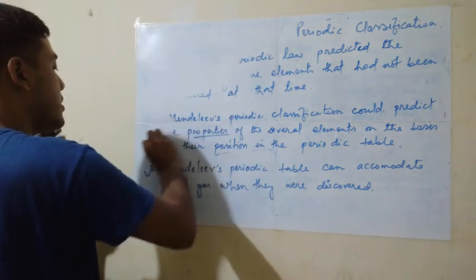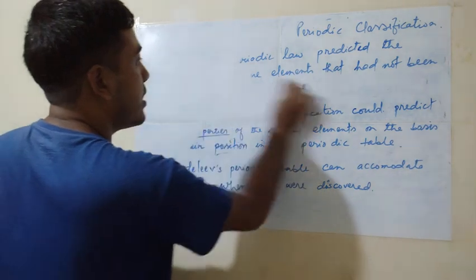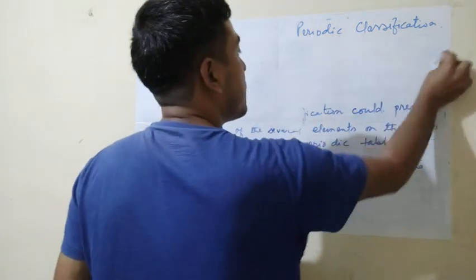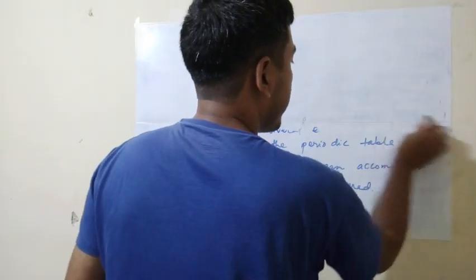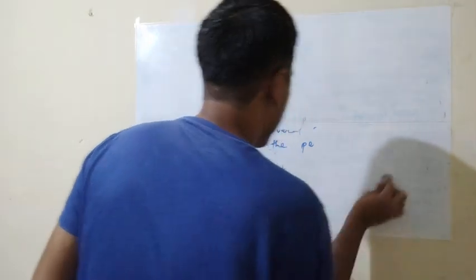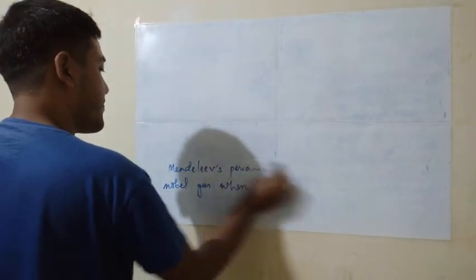Next are the demerits. Demerits of the Mendeleev periodic table.